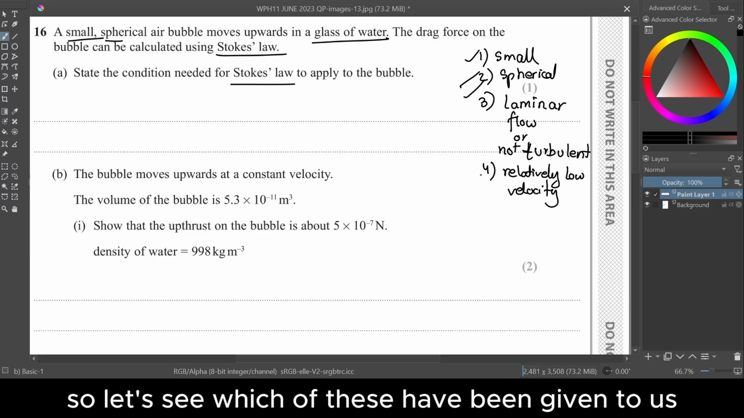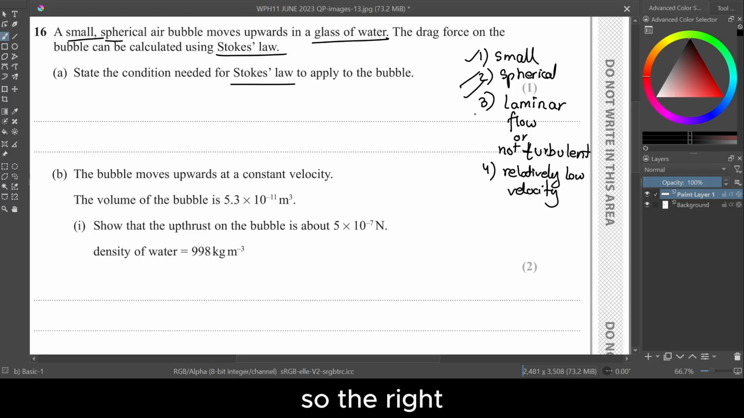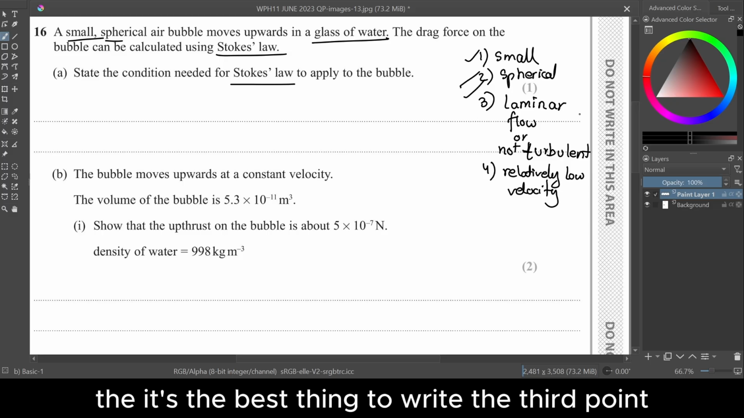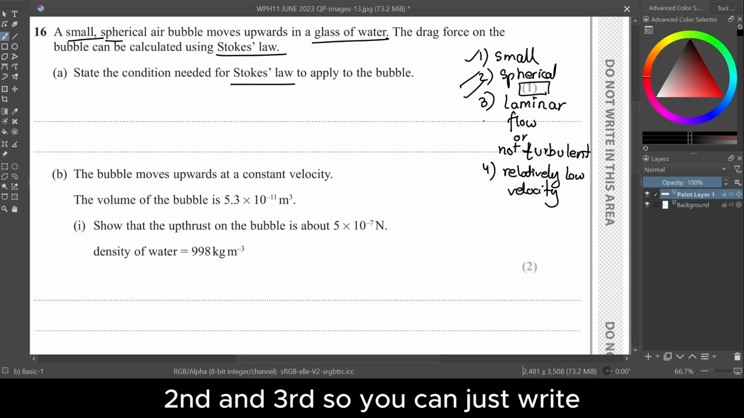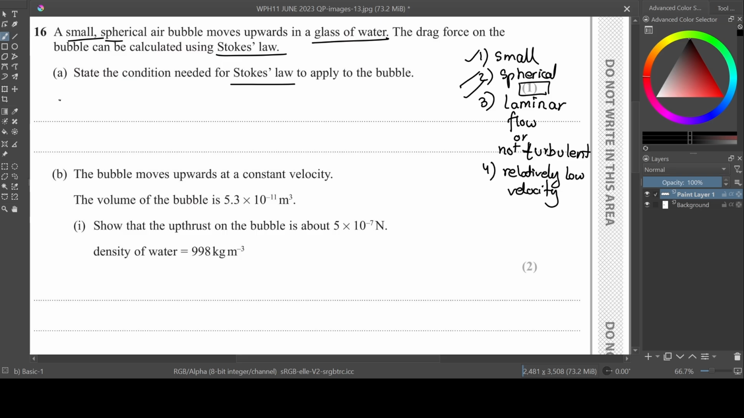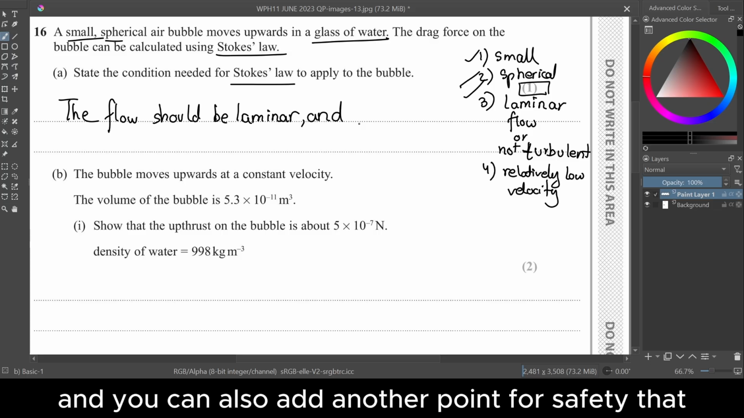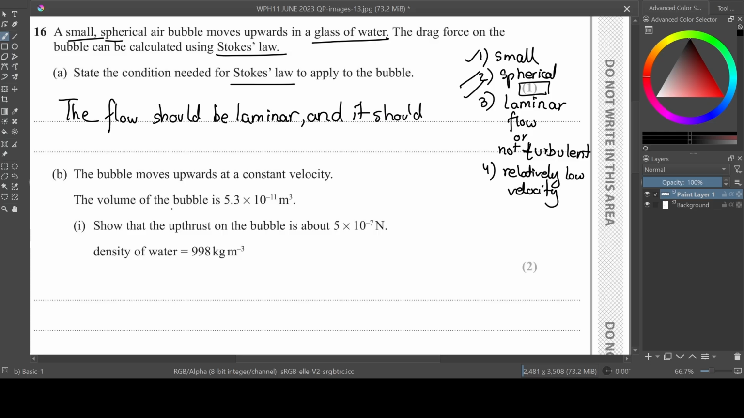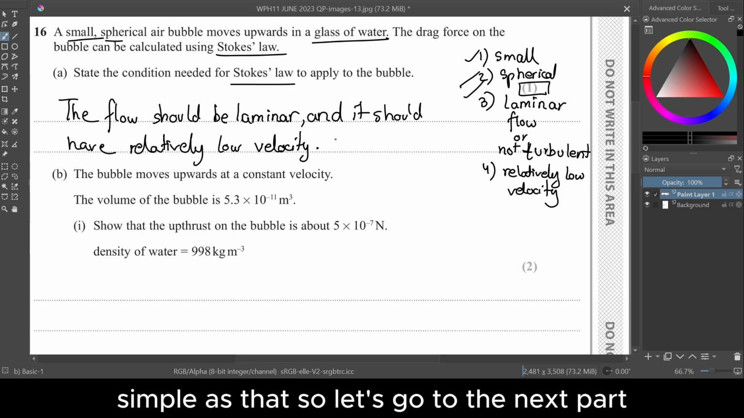So let's see which of these have been given to us. They have told us that it is small, it is spherical, and it is moving upwards. So it's best to write the third point. You can also write the fourth point for safety, but for 1 mark, just write the main ones, first, second, and third. So you can just write the flow should be laminar, and you can also add another point for safety that it should have relatively low velocity. Okay, simple as that. So let's go to the next part.